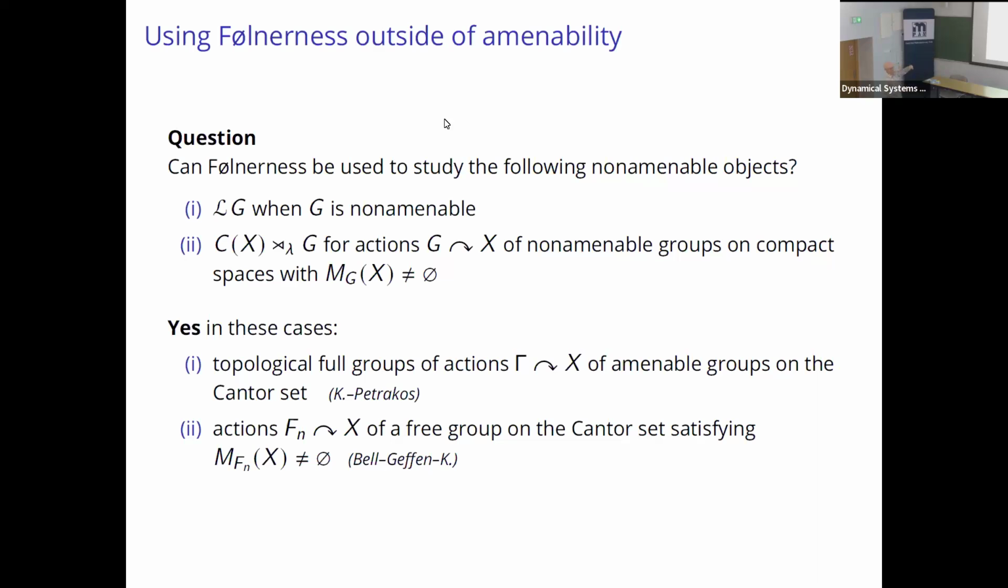Can fullness, amenability, be used to study non-amenable objects? Well, there are many examples of that. Not so much in the type II_1 context, I would say. So amenability as a principle is used frequently in the study of boundary actions, for example. So the Poisson boundary is always an amenable action in the suitable type III sense. But in the type II_1 sense, this hasn't been explored too much.